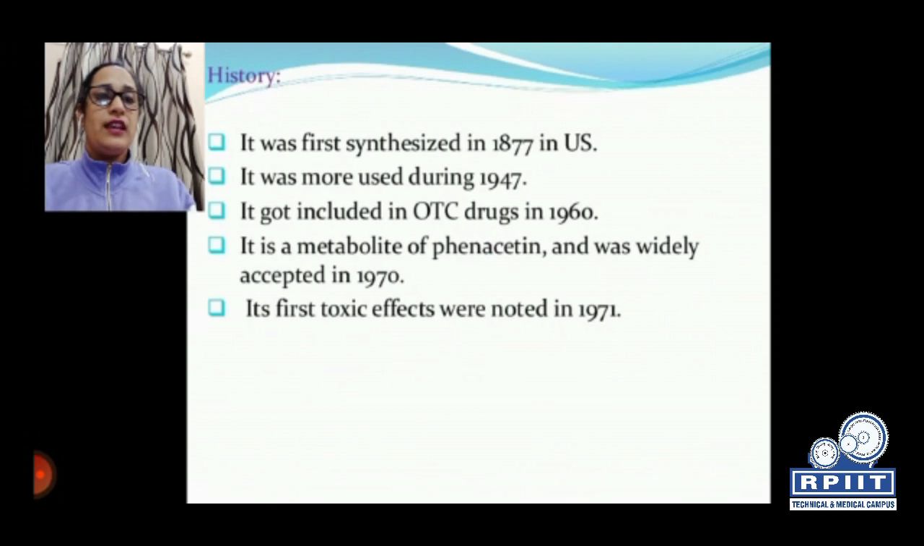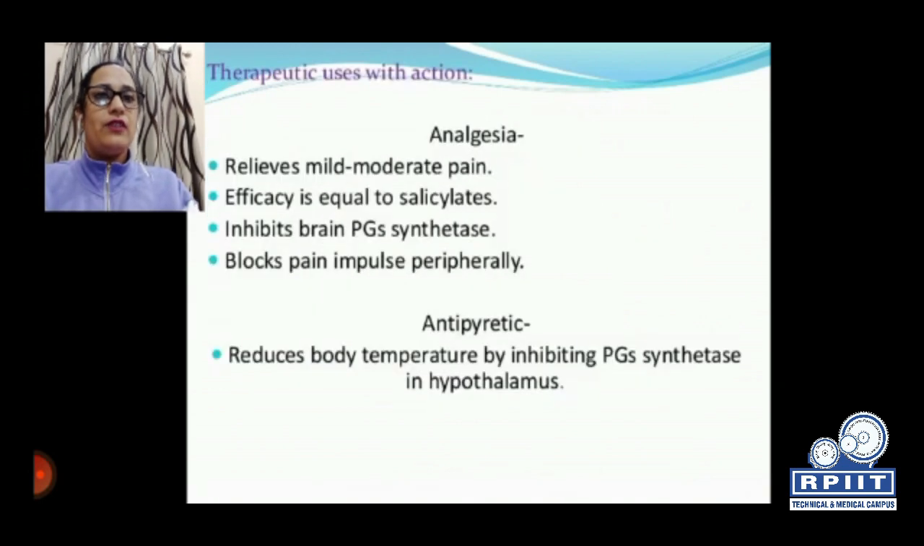It was first synthesized in 1877 in USA. It was more used during 1947 and got included in over-the-counter drugs in 1960. It is a metabolite of phenacetin and its first toxic effects were noticed in 1971.